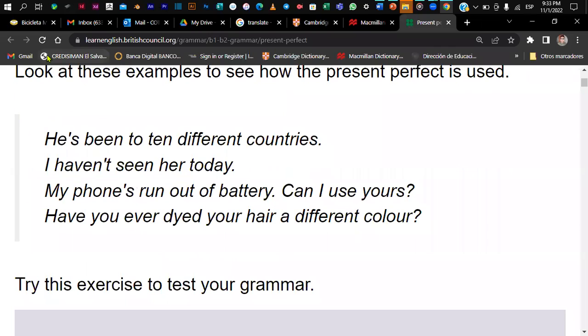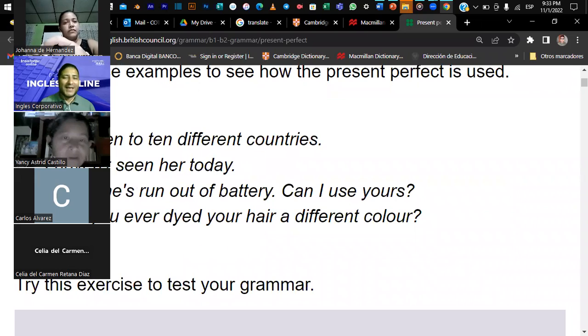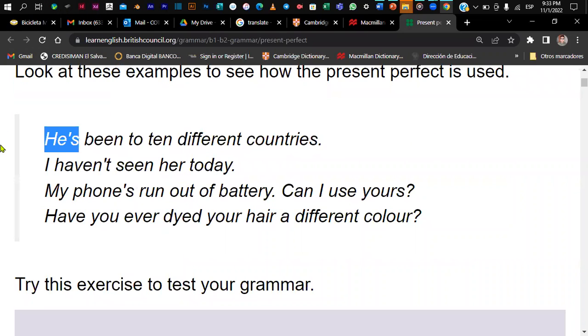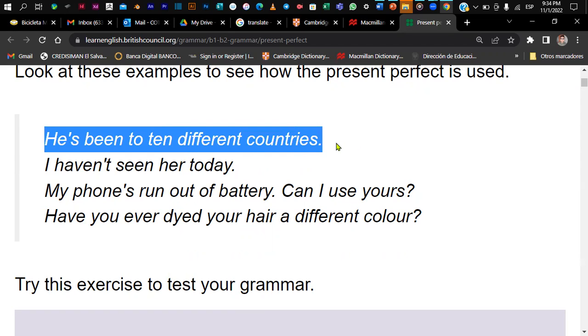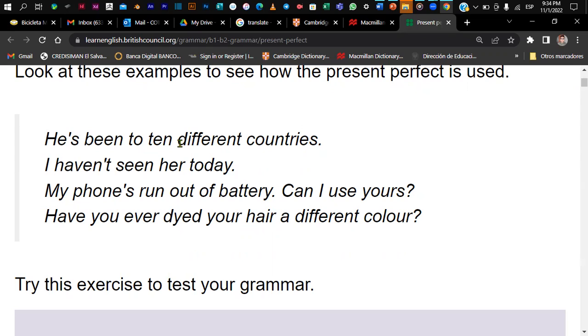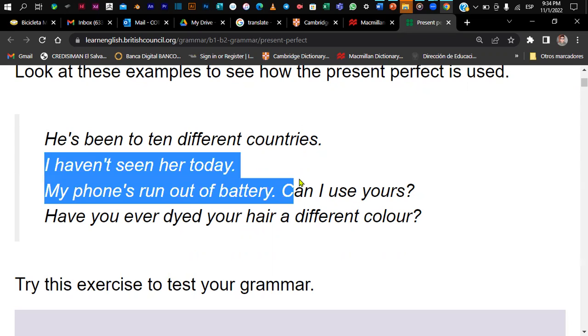Okay, examples. Let's see, Carla Romero, the first one. Yes, please. He's been to 10 different countries. Which countries? Guys, which countries? 10 different countries. We don't know. Which ones? ¿Cuáles? He doesn't say, right? Doesn't mention it. No lo menciona. Because that's not important. Okay, and next sentence.